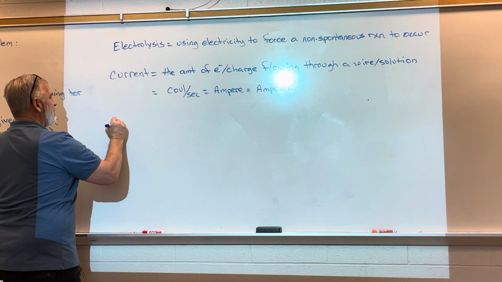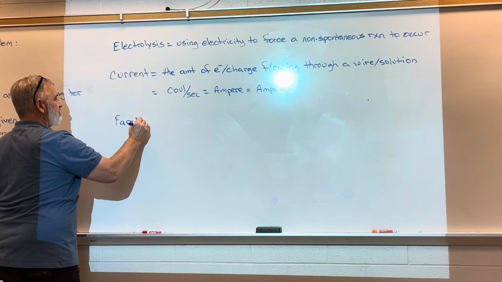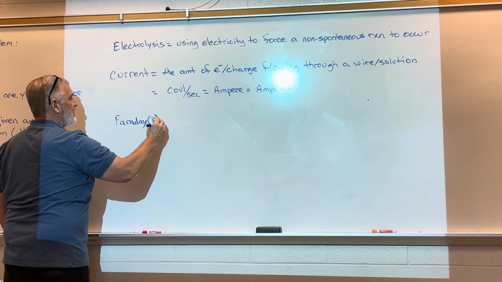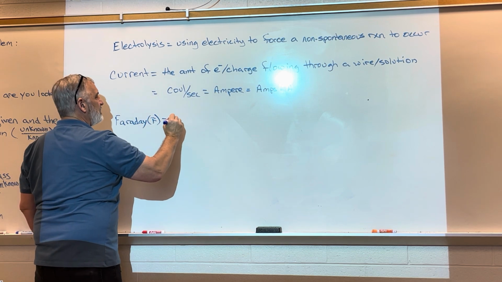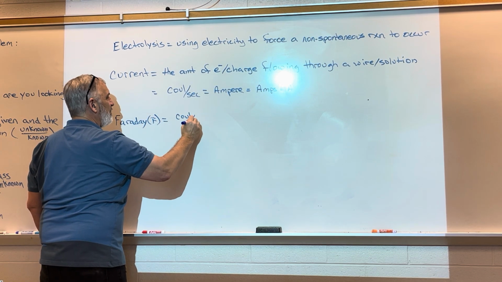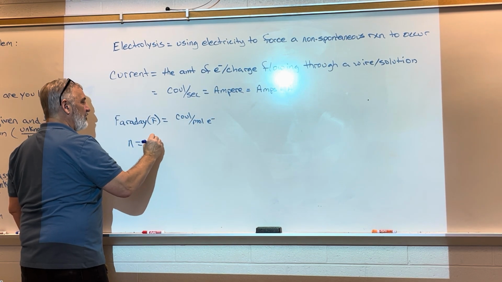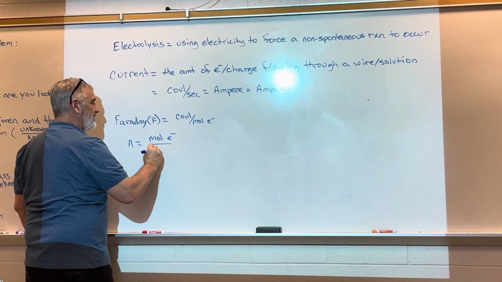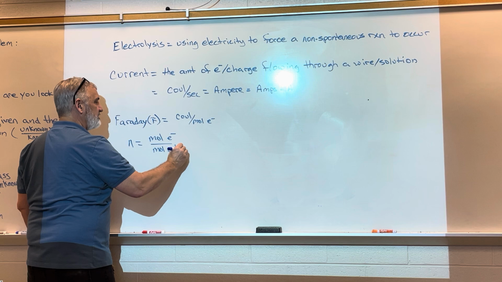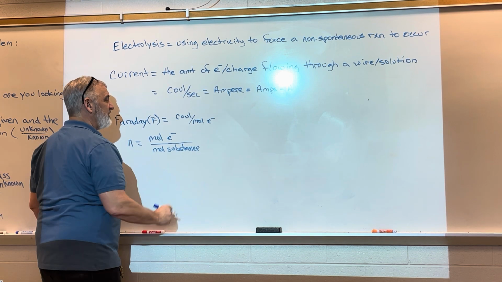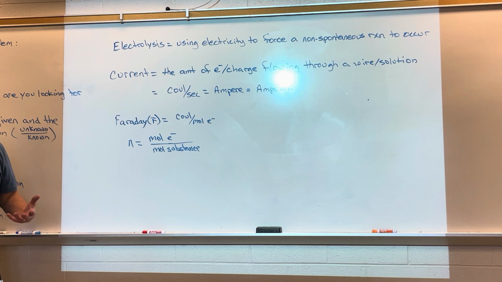So then we have the Faraday, which is equal to coulombs per mole of electrons. N is moles of electrons for every mole of substance. That N is just how many electrons are being transferred. So if we go Fe2+ to Fe, N is going to equal 2. If it's going from Cr3+ to Cr, N is going to equal 3.